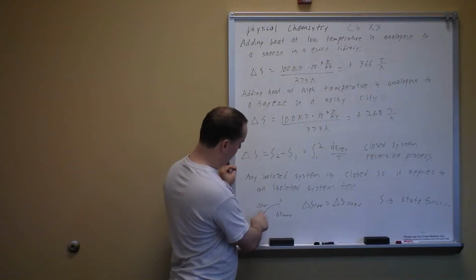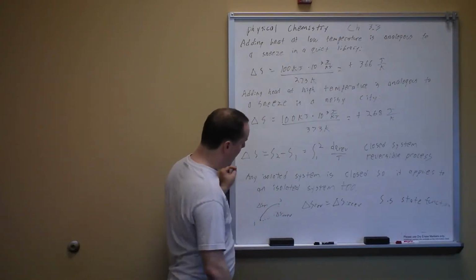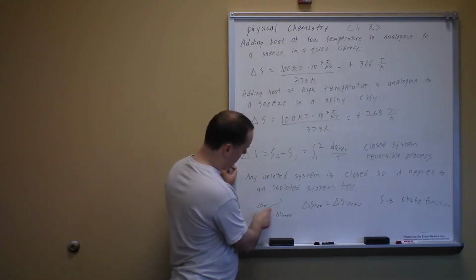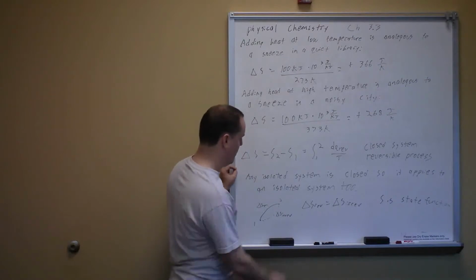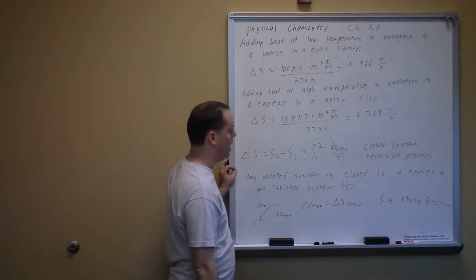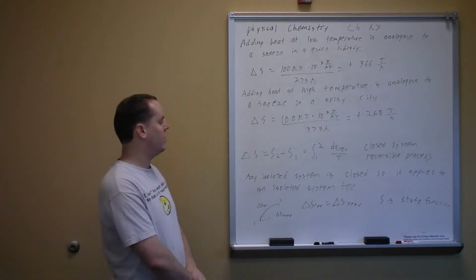Now, let's say we go from state 1 to state 2. We've done all these calculations for delta S reversible, but delta S is a state function. Therefore, it has to be the same result as if you did it delta S irreversibly. So delta S reversible is equal to delta S irreversible. And we can say that because entropy is a state function.